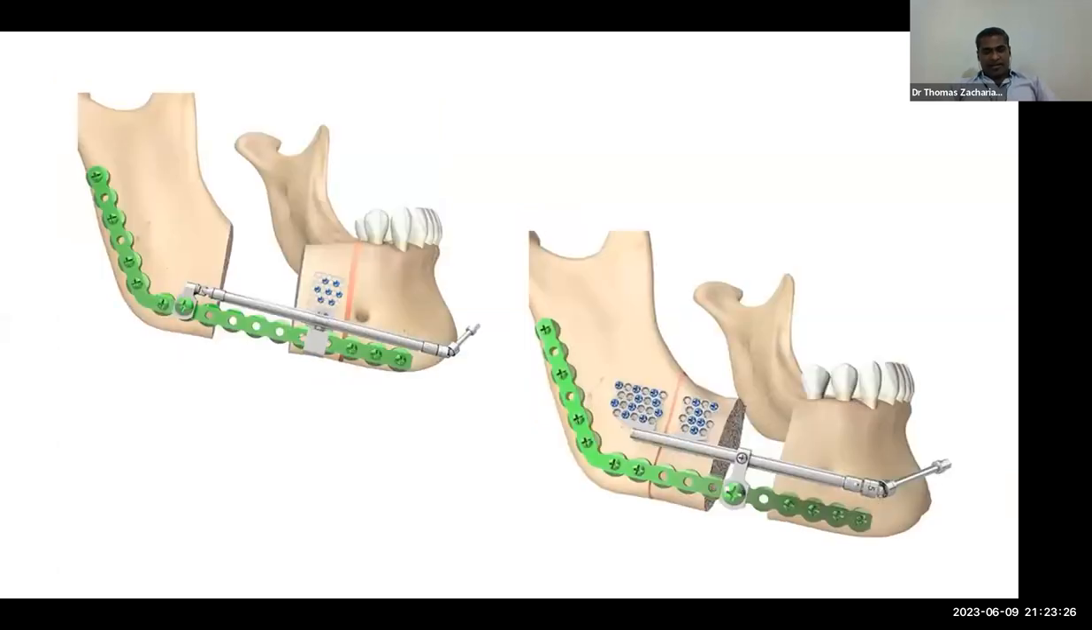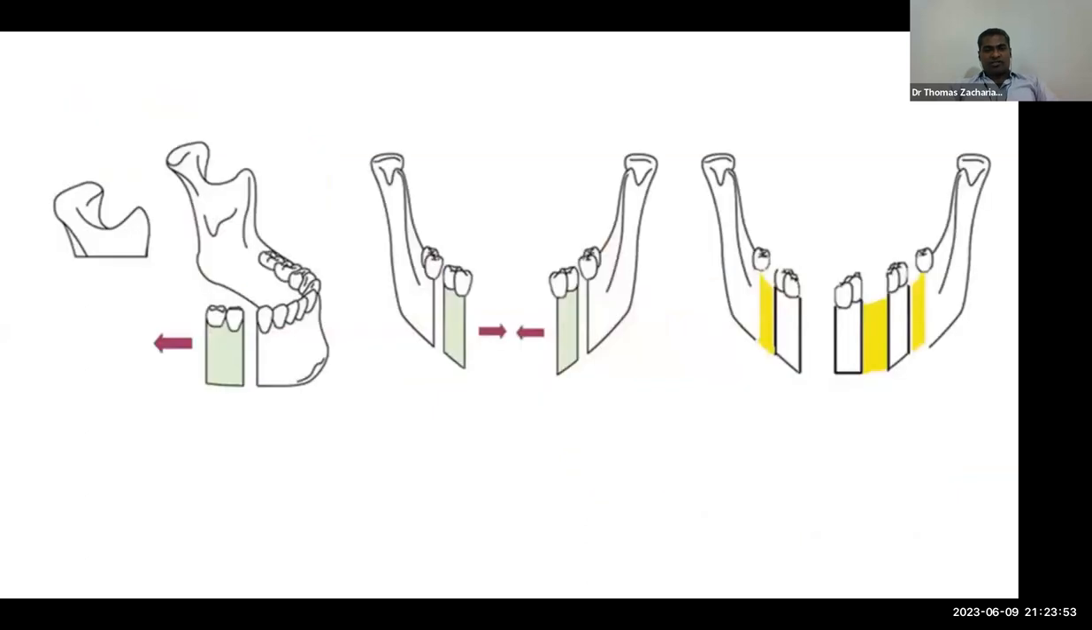Now, this is an example of transport distraction, where you can see a transport segment. The first picture shows the transport segment being distracted from anterior to posterior. In the second, it has been distracted from posterior to anterior. So this is a bifocal type of distraction where, rather than elongation of the bone, you're actually reconstructing or lengthening of the bone. This is called a transport distraction.